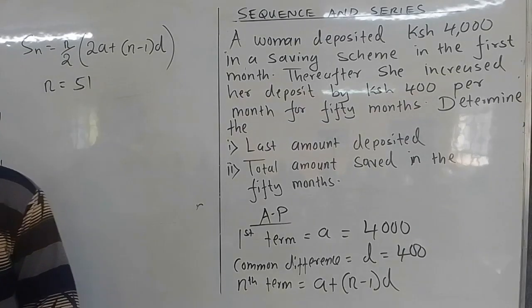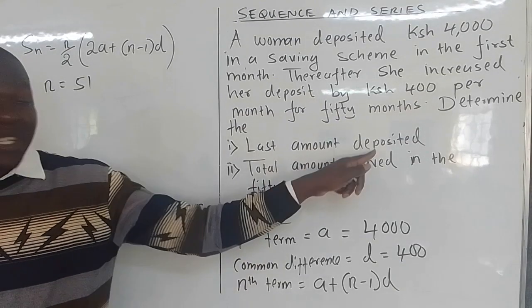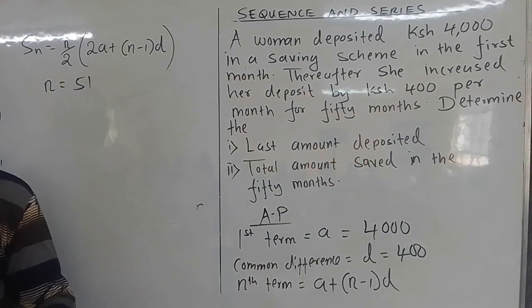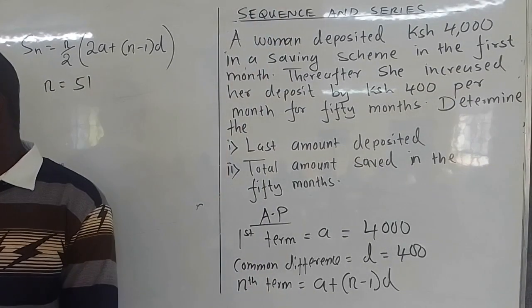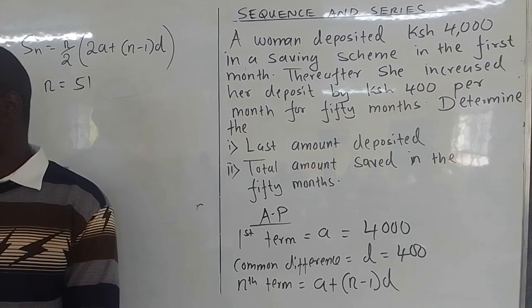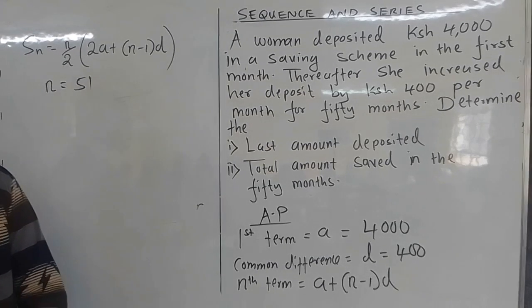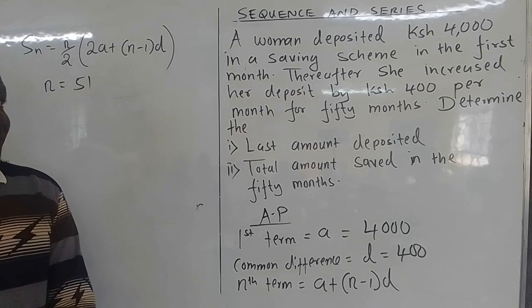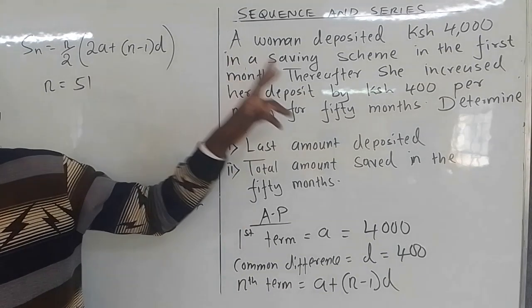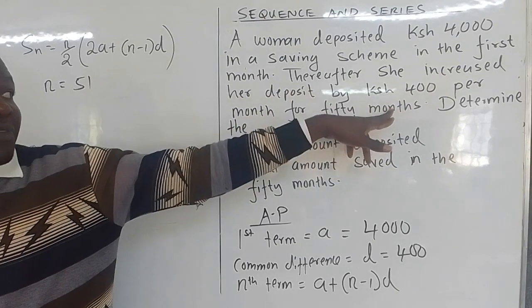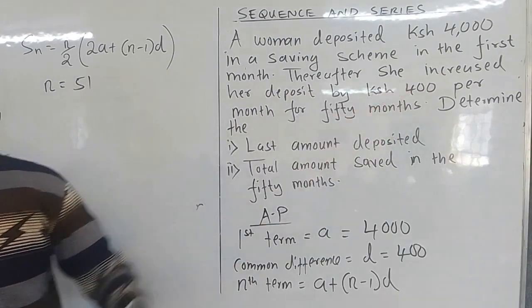It's the last term, isn't it? See, the last amount deposited is the last term. Meaning when she deposits for the 50th term, that will be the 51st term, isn't it? Are you seeing that? Are we together? Yes, because so the 50th term, the 51st term will be what?